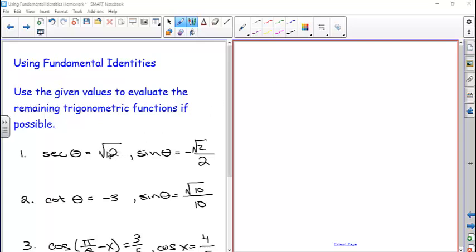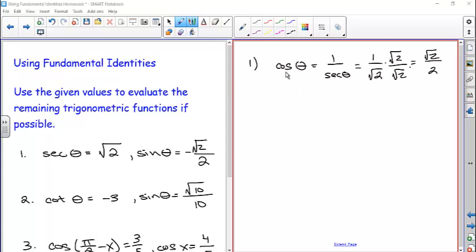So we're given that the secant of theta is the square root of 2 and the sine is negative the square root of 2 over 2. So we have the reciprocal identities first. The reciprocal of the secant is the cosine. So if we take the reciprocal of the square root of 2, we get 1 over the square root of 2, which then becomes the square root of 2 over 2, which looks familiar.